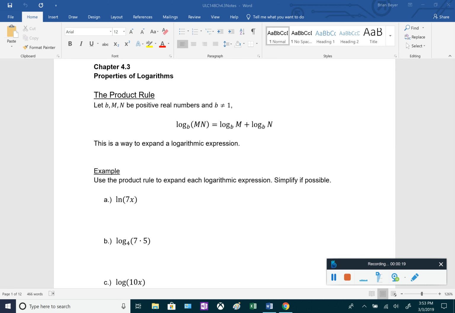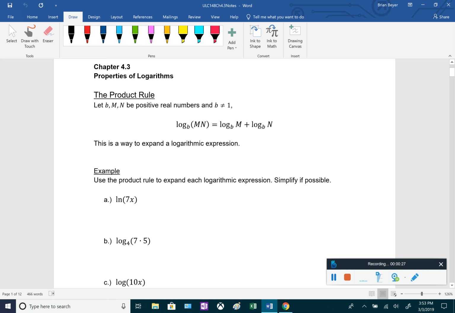Starting with the product rule, b, m, and n here are going to represent positive real numbers, and b cannot equal 1. So b is the base for this expression, and just recall, the base always has to be positive, and it cannot equal 1. So the product rule is right here.